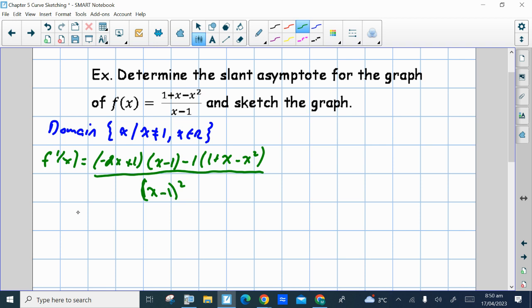So we'll simplify this. If you multiply out these two binomials, you'll get negative 2x squared. The outer product would be positive 2x, the inner product plus 1x. That'll give us plus 3x minus 1 minus 1 minus x plus x squared, all over x minus 1 all squared. I'm going to leave the denominator in factored form for now anyways.